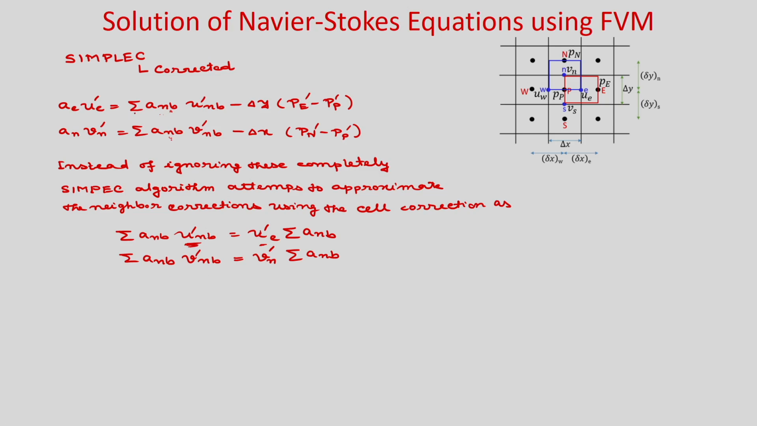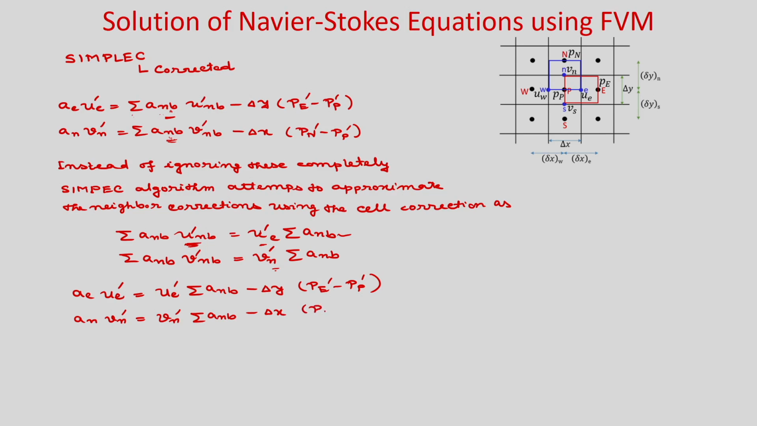So, now from this equation, if you write it, what can you write? a_e u_e'. So, this now we are approximating as this. So, it will be u_e' times the summation of a_nb, minus delta y (p_e' minus p_p'). Similarly, a_n v_n' you can write. So, this we are now approximating as this. So, v_n' times the summation of a_nb, minus delta x (p_n' minus p_p').